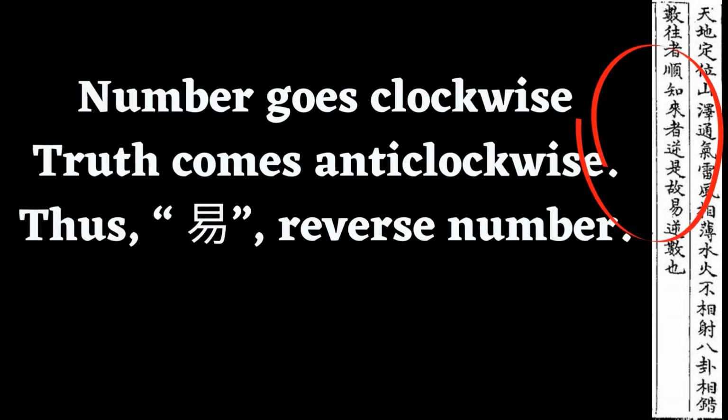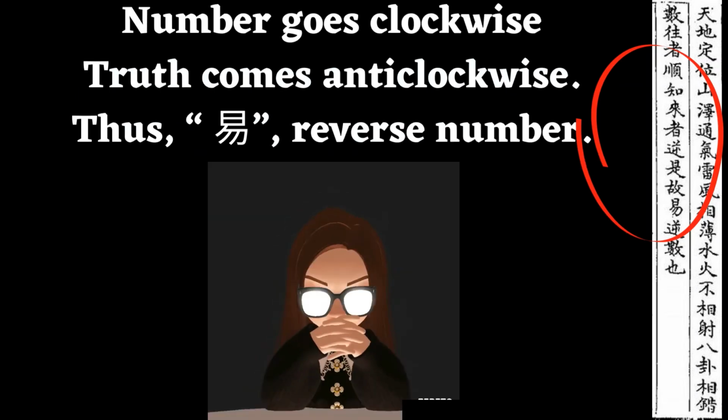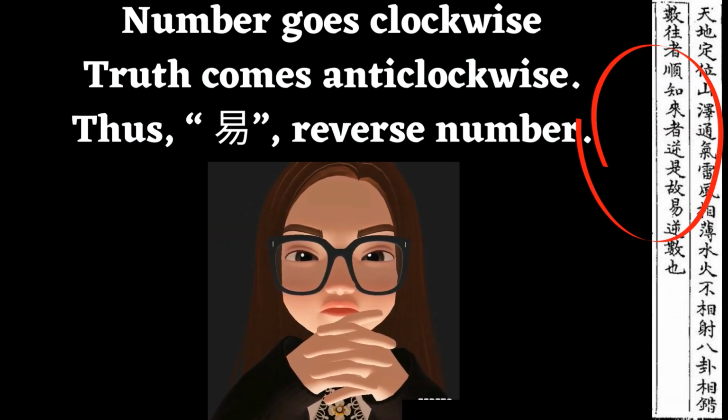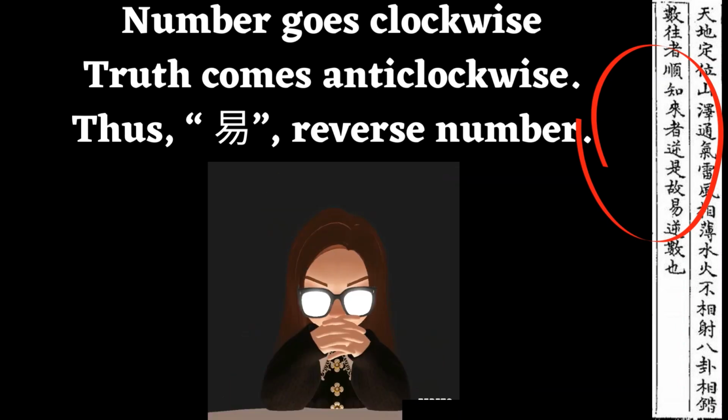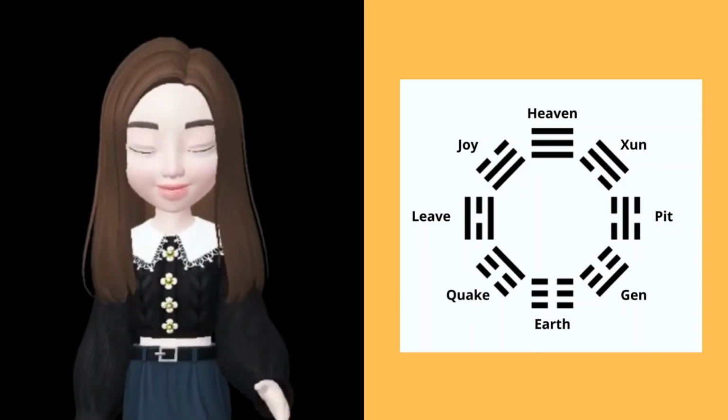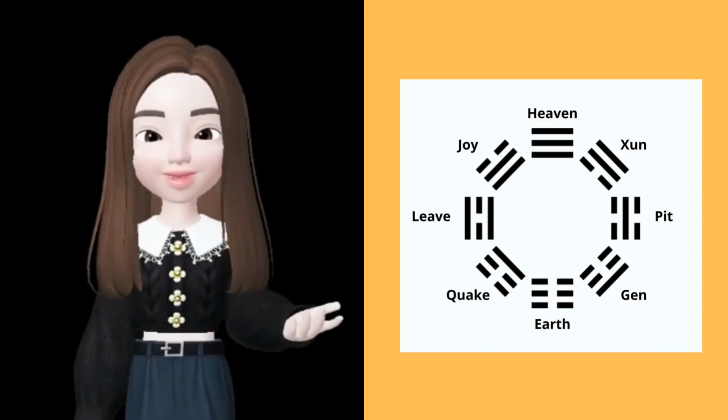Number goes clockwise. Truth comes anticlockwise. Thus, reverse number. Sounds complicated? Sometimes, I think that I might be overthinking. It would be just a very simple message, telling us that our planet itself revolves anticlockwise, with the sun and moon around us. I hope this video gives you a better understanding of Fuxi's 8 trigrams, especially its sophisticated arrangement.